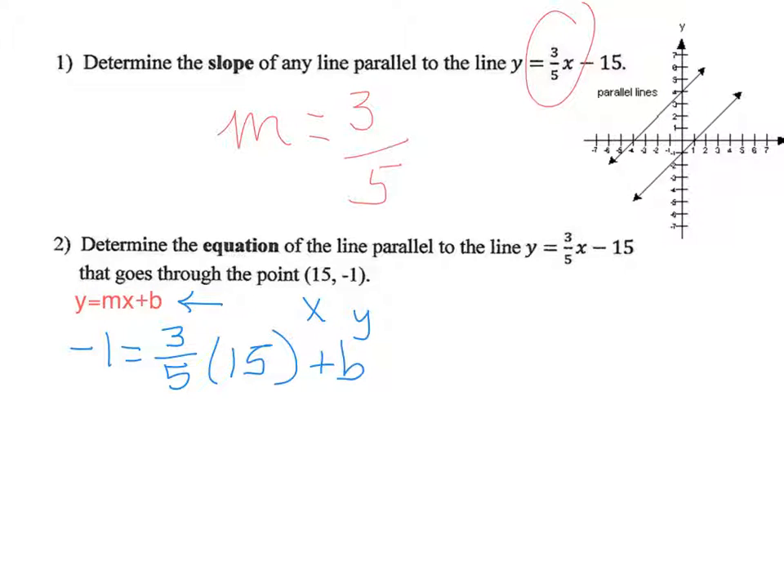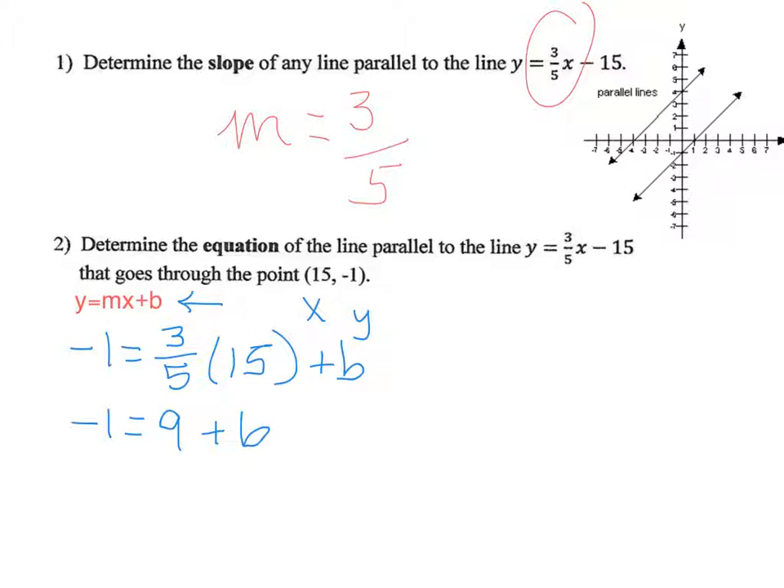If you don't like multiplying fractions, you can always use a calculator. You could do 3 divided by 5, then times 15, or 15 times 3 divided by 5, or even 15 divided by 5 times 3. If you're doing mental math, though, think: what is 1/5 of 15? Hopefully we know that is the number 3. 3/5 of 15 would be 3 3s, or the number 9. So we get 9, and then we still have our plus b, because we don't yet know our y-intercept.